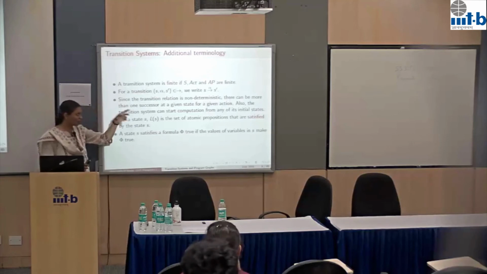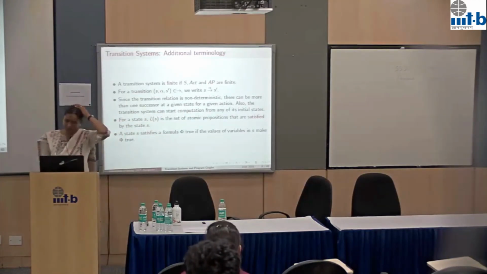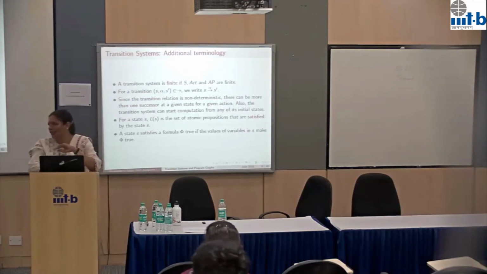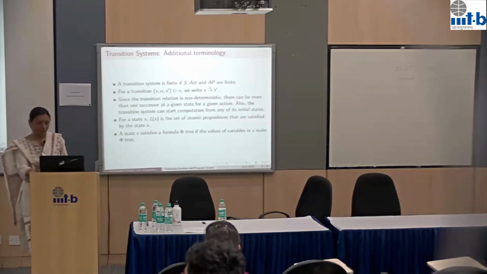And so transitions could be non-deterministic. So the example that we saw was deterministic. But by non-deterministic, what I mean is from a particular state, it has a choice to do more than one. Now, it's okay to have such machines. We can verify them also. We may not look at examples of non-deterministic systems.